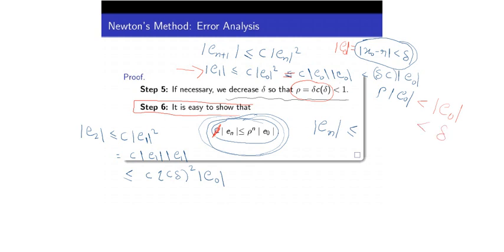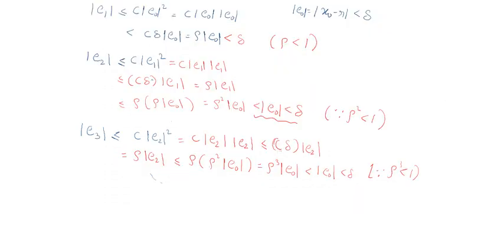So this inequality tells you two things. One is mod E1 is less than or equal to rho times mod of E naught, and also it is less than delta. So two things you have here. Note that mod E naught is also less than delta. Just now we did the same thing.